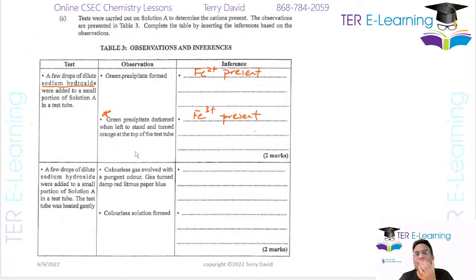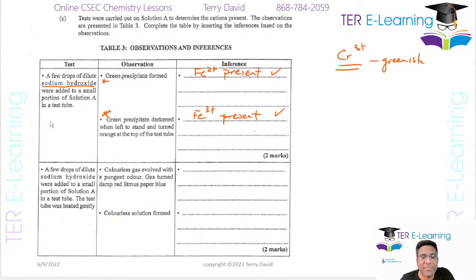Now the thing is, we don't normally test, or at least at the CSEC level, we've never really tested for Cr3+, which is chromium. Chromium is also greenish, but I'm going to stick with these two answers here. I'm going to stick with Fe2+ and Fe3+ as my ions present at that point in time.